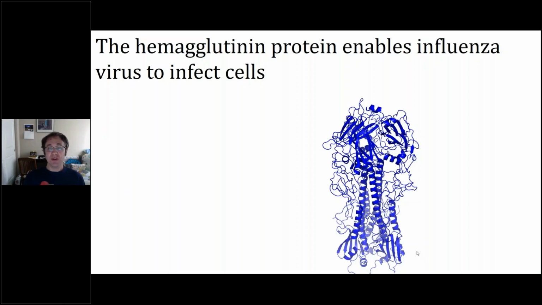So here's the structure of influenza's hemagglutinin protein. And this protein is essential because it enables the influenza virus to infect cells. It both enables the virus to bind to the receptor on cells and then to undergo membrane fusion and enter cells. And so it's been appreciated for a very long time.